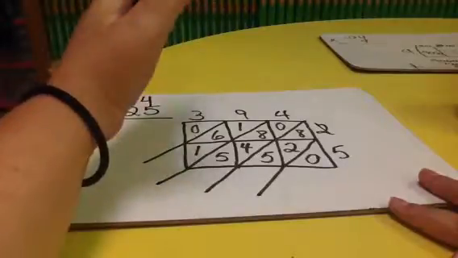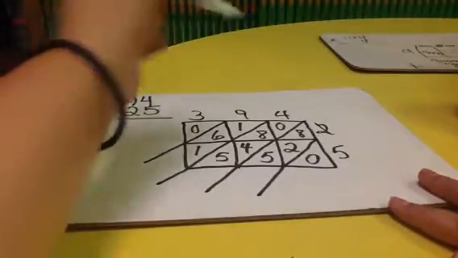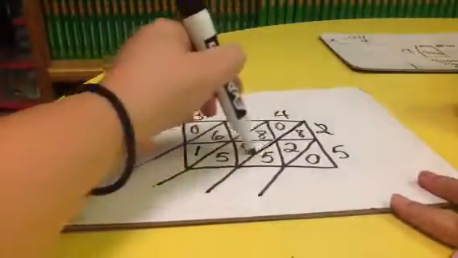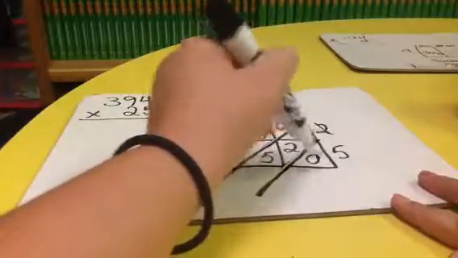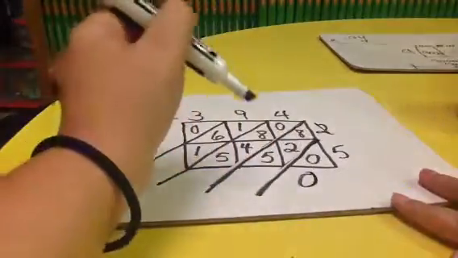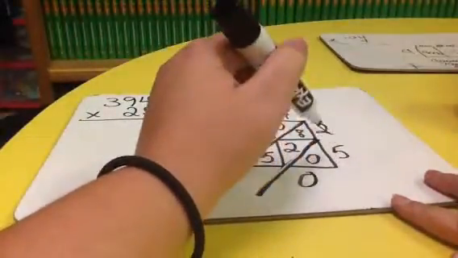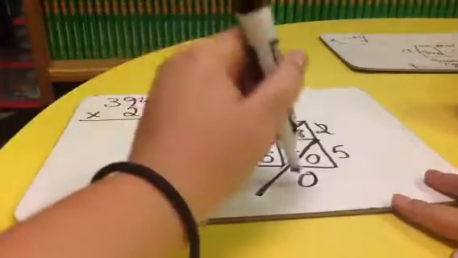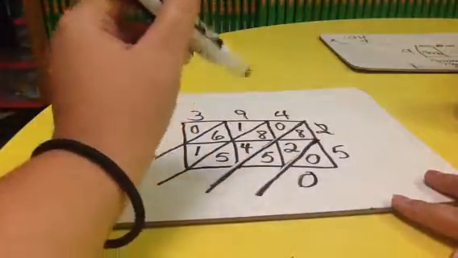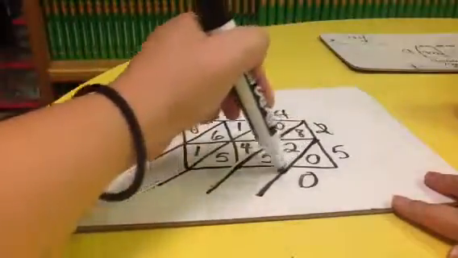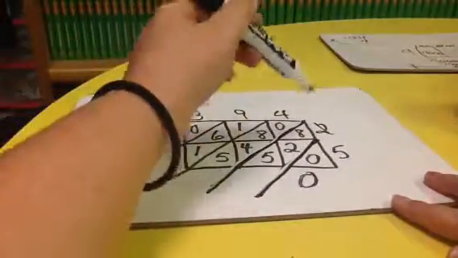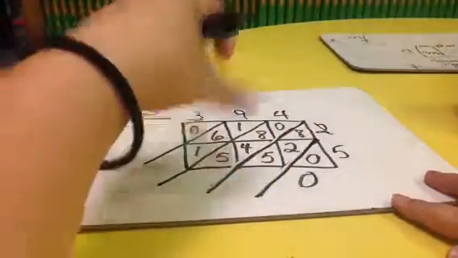So this part is where it can be tricky. You have to be able to see these columns here and how they're partitioning these pieces. So first of all, this is its own. So I'm going to just drop down that 0. Whatever's in this triangle, you always just write that digit down. So there's my 0.